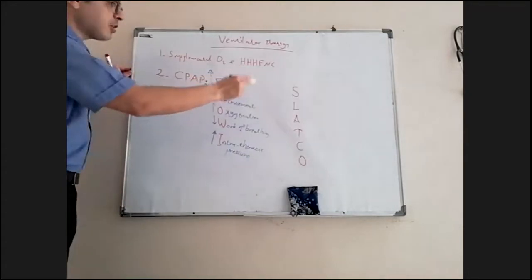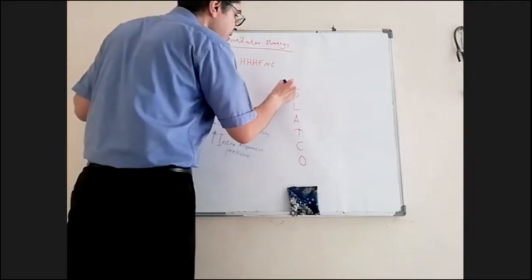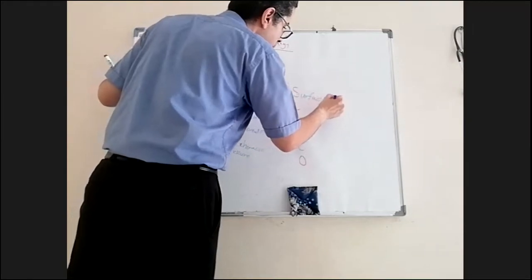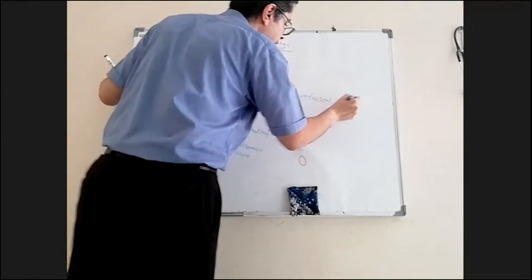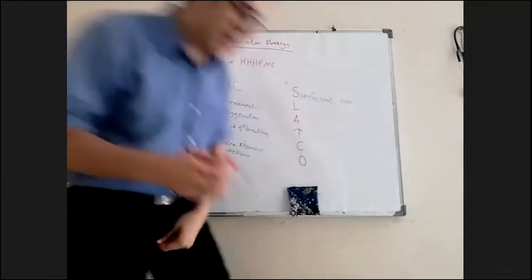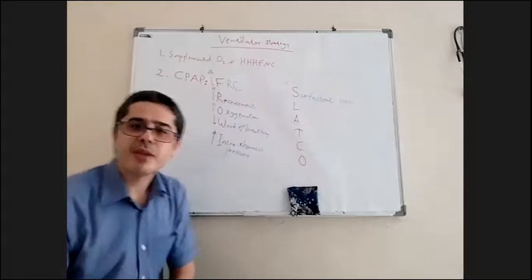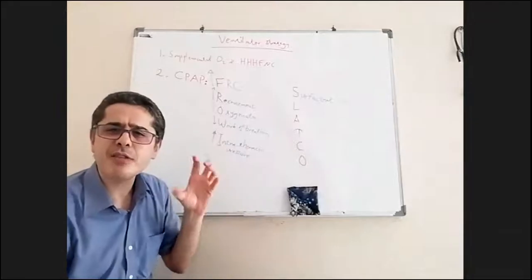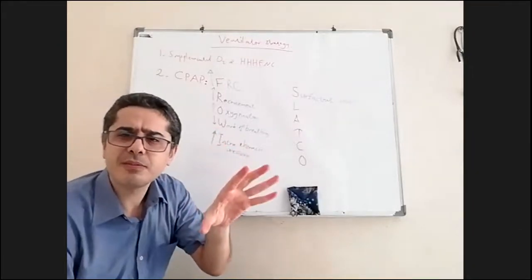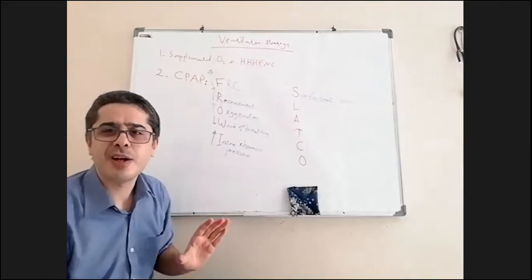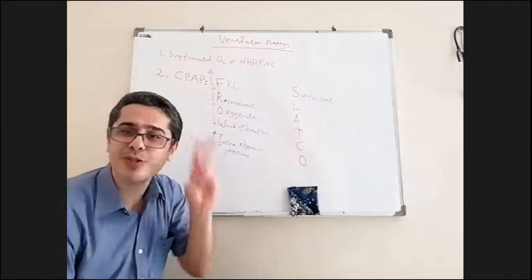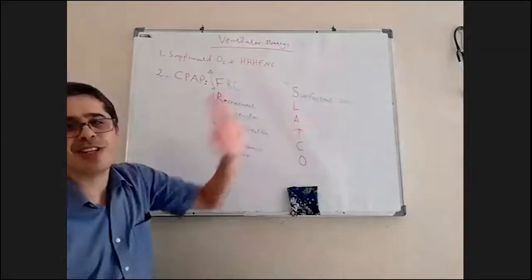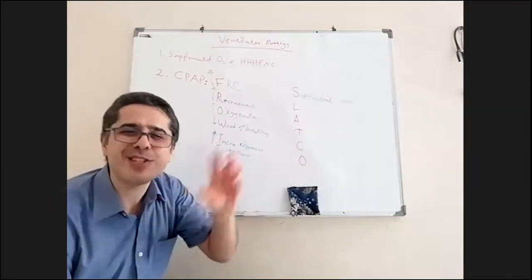So let's go to SLATCO. SLATCO, S is for surfactant pool. P-O-O-L. Can you think why CPAP increases surfactant pool? You see, when I started talking about the basics, I said all premature babies born have some surfactant, because surfactant is produced by type 2 pneumocytes from 22 weeks. So all of them have some surfactant.